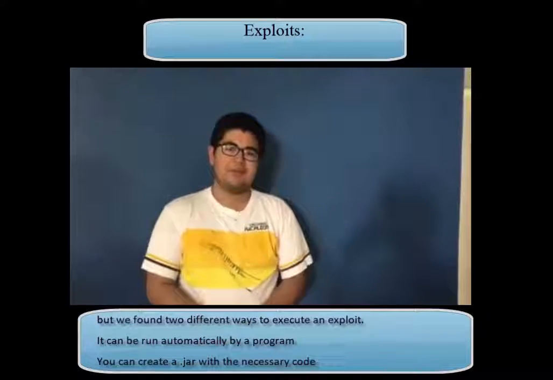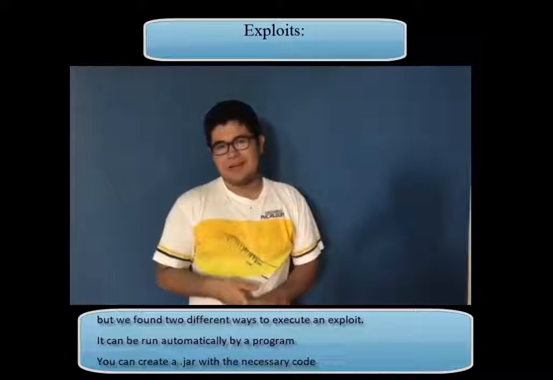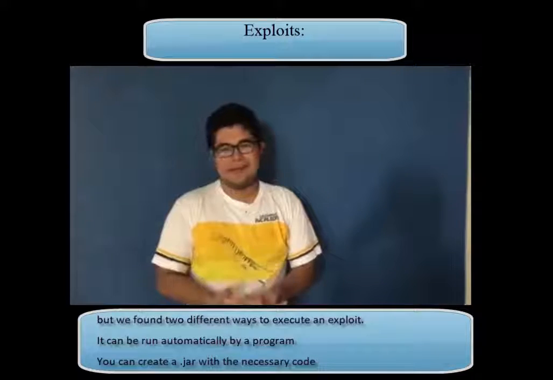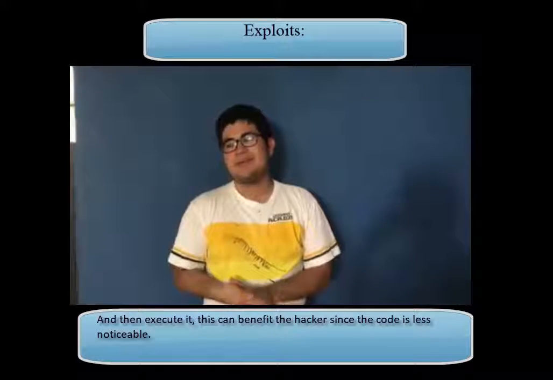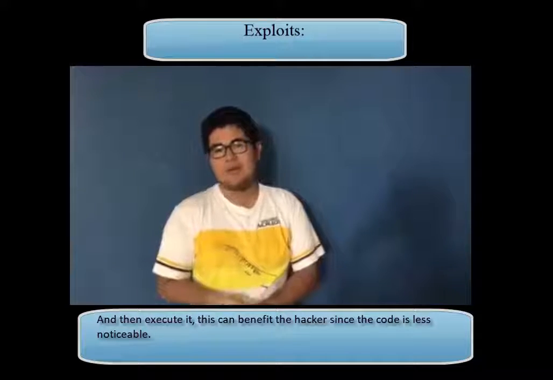It can be run automatically by a program. You can create a .jar with the necessary code and then execute it. This can benefit the hacker since the code is less noticeable.